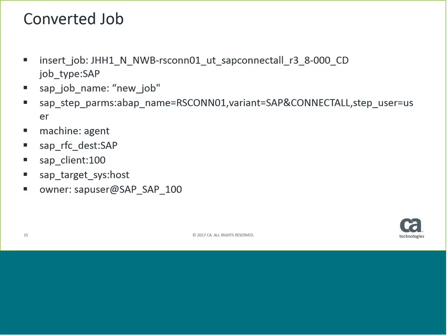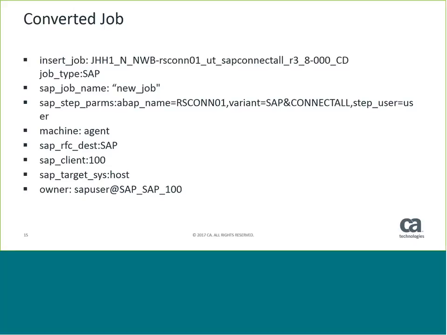Okay, SAP job name. What's the name of the job we're creating? What are the step parameters? If you have a multi-step job, you'll have multiple names, and you add the variants here for the steps. The machine is where the plugin is. We also tell it what SAP system we're going to, the client number, the host name, and the owner. Now, the last 4 fields were information that was stored in the configuration assistant that we've taken out and put into the job and into the AutoSys Secure.